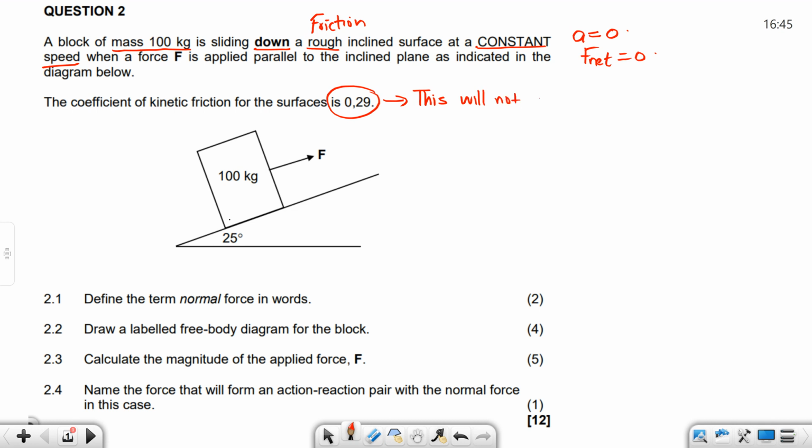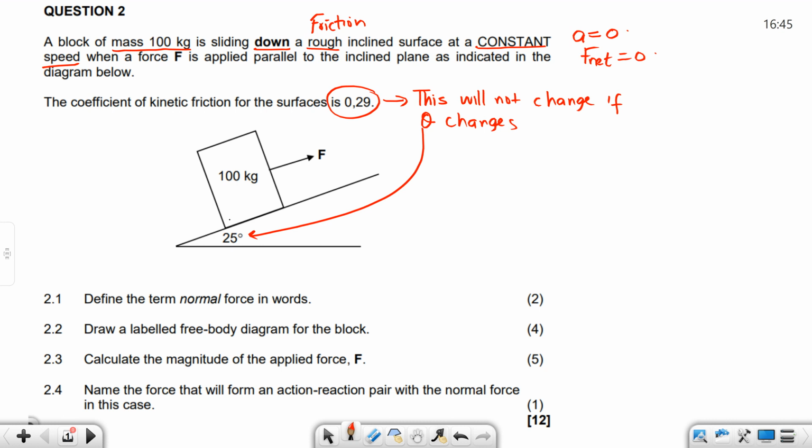This will not change if theta changes. And what is my theta? The angle of inclination. Whether it decreases or increases, it doesn't matter. The coefficient of friction will not change. All right. Will not change.